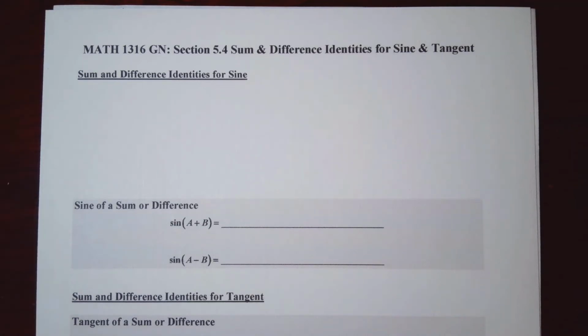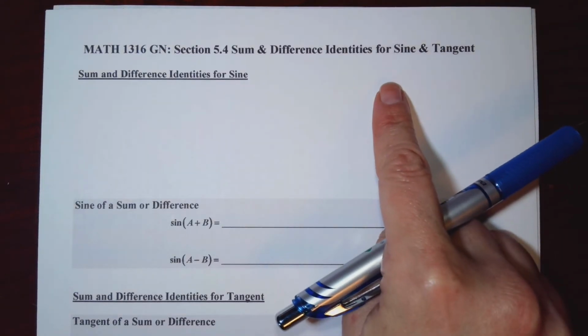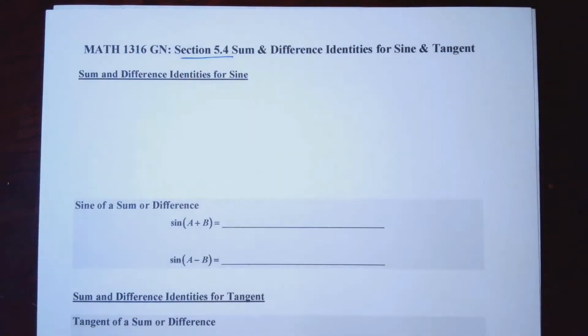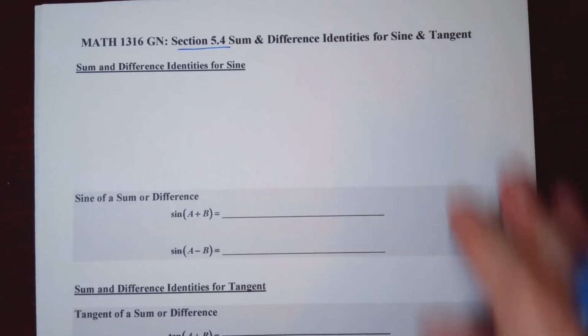Last time around we worked through our sum and difference identities for cosine. This time we're going to do sine and tangent. Still sum and difference identities in section 5.4, but we moved on to sine and tangent. Now, where do the identities come from?